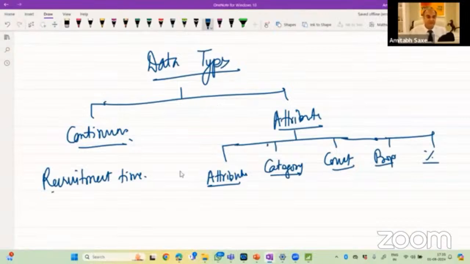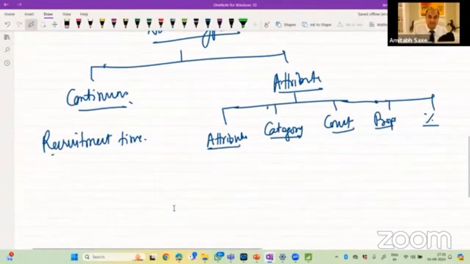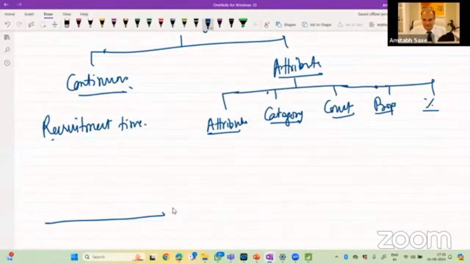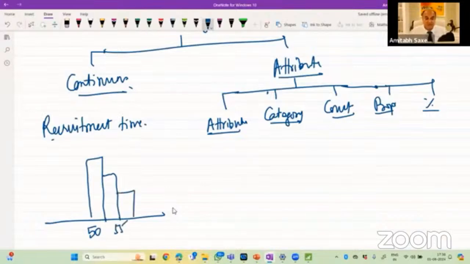Okay. Now recruitment time. Whenever I'm dealing with continuous data, I can use a histogram. It means I collect 30, 40 samples of my recruitment time. And I say, okay, most of the recruitments are taking 50 days. Some are taking between 50 to 55 days. Some are taking between 55 to 60 days. Some are taking between 60 to 65 days.